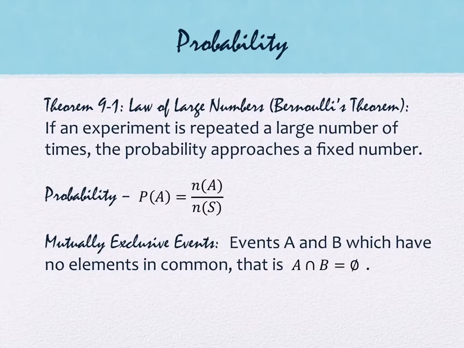Theorem 9.1 talks about the law of large numbers. This is Bernoulli's theorem, called the law of large numbers. It says if an experiment is repeated a large number of times, the probability approaches a fixed number. A really good example of this would be flipping a coin. A coin has a 50-50 shot of landing on heads or tails, right? And you would assume that if you flipped the coin enough times, you'd have about an equal number of heads as tails. With big numbers, like 500 times, 1,000 times, you'd have it split about even. So it only works for large numbers.